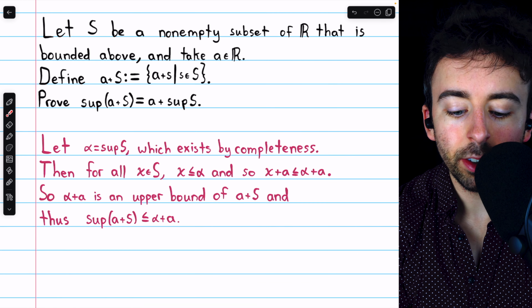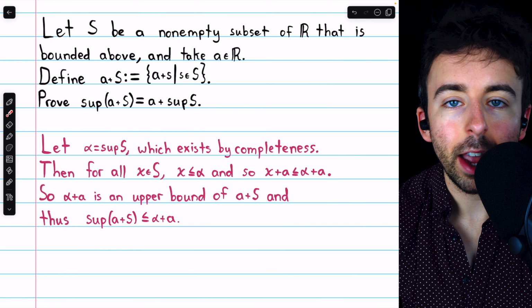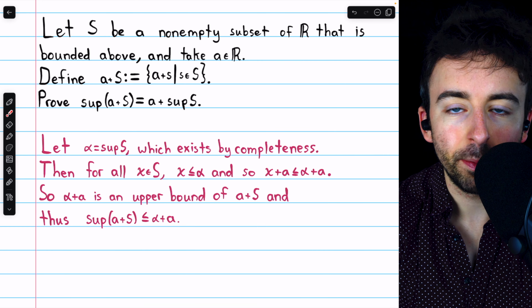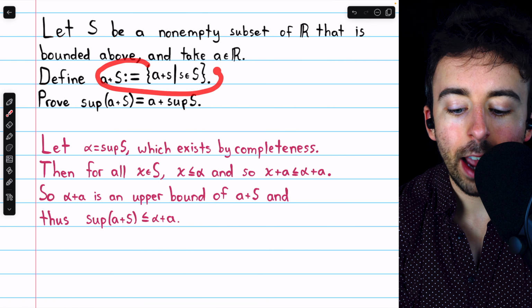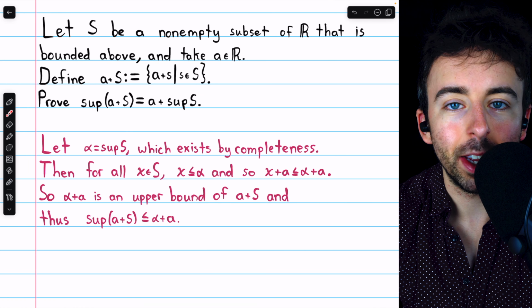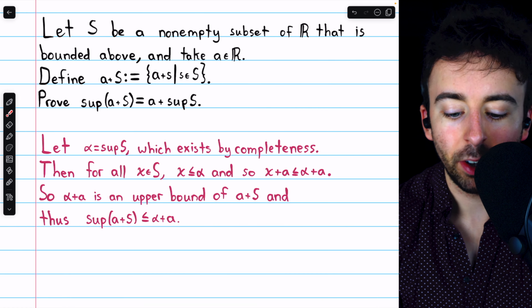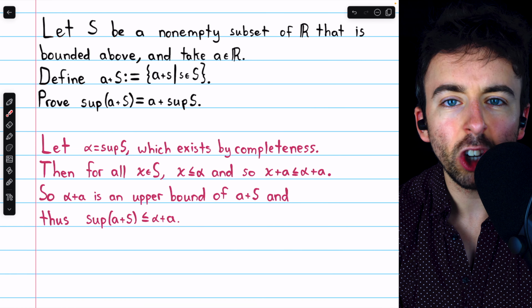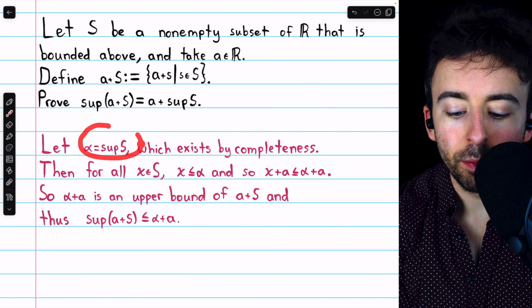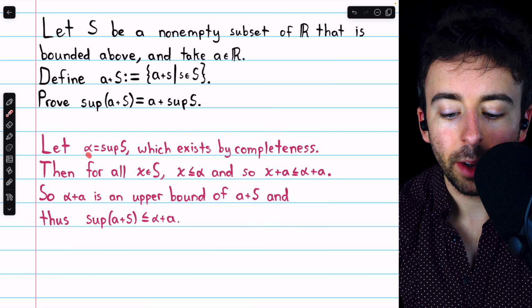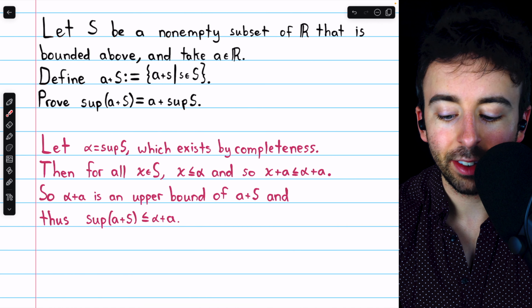Now, of course, this expression on the left, the supremum of a plus S, we know exists, because S is non-empty and bounded above, so by definition, a plus S will also be non-empty and bounded above. So this does exist, and we just need to show that, in fact, it equals this. We'll begin by naming the supremum of S. Let's call it alpha. Again, this exists by the completeness axiom.